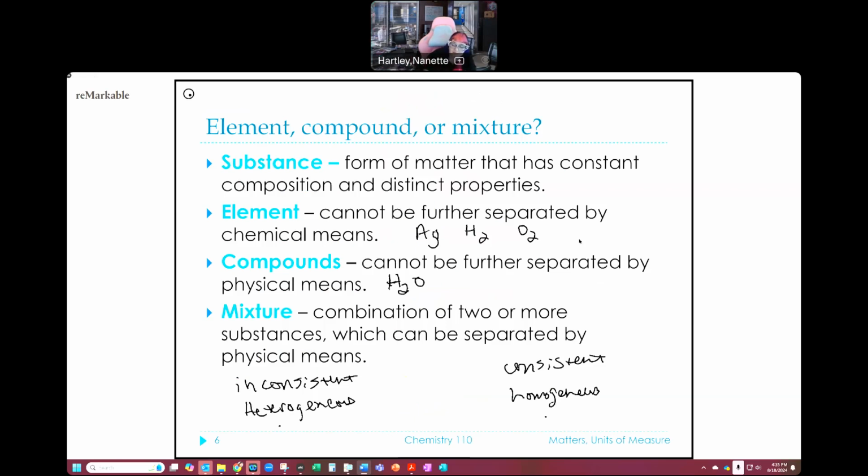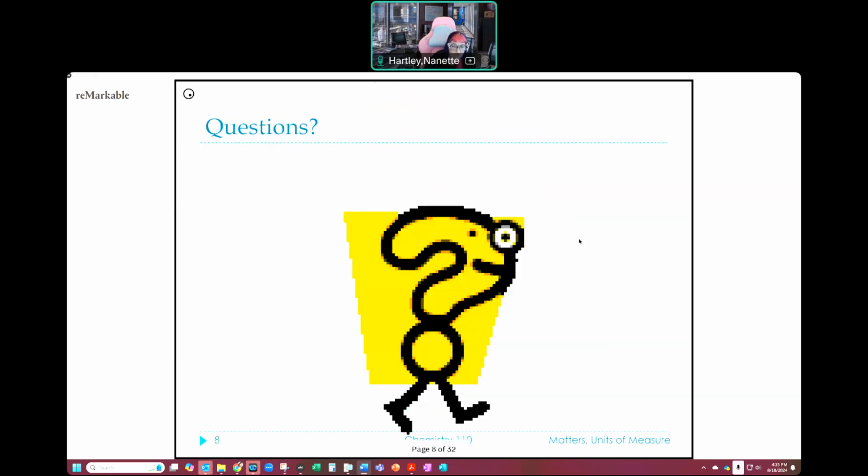So if you can tell where you are, no matter where you are, it looks the same, then that's homogeneous. If, however, you can physically look at it at any level, be it macroscopic or microscopic, and see that there are differences in it, then that's heterogeneous. Okay? So those are our classifications of matter.